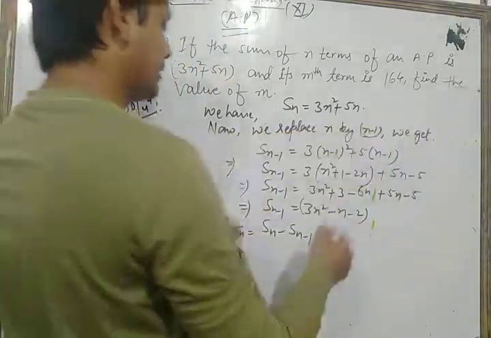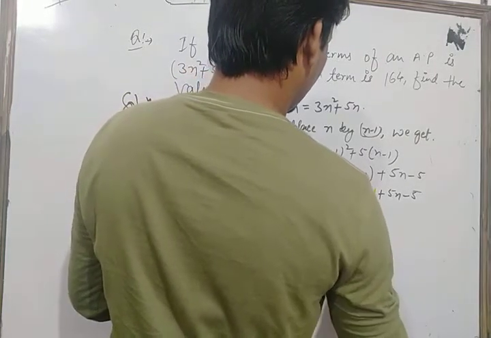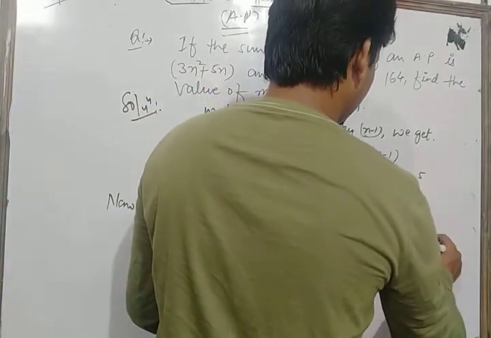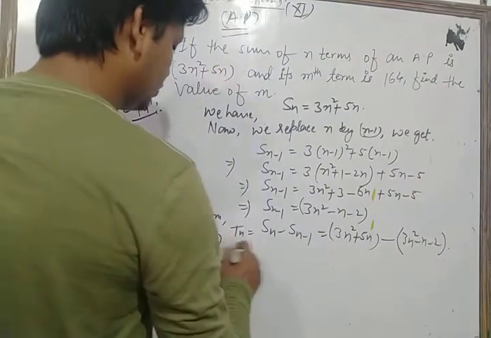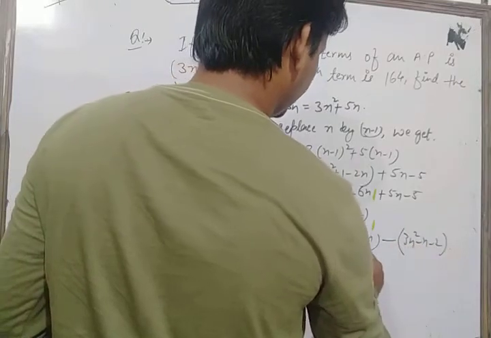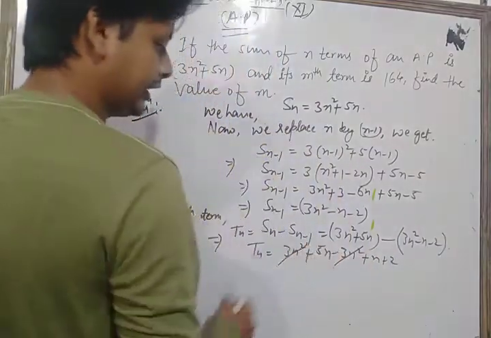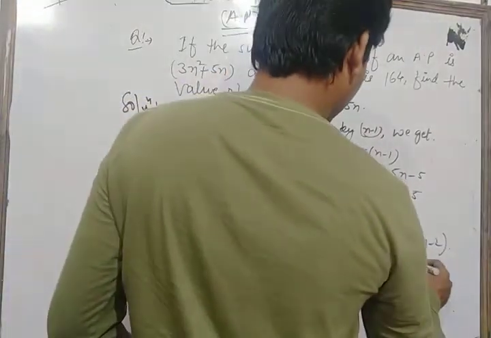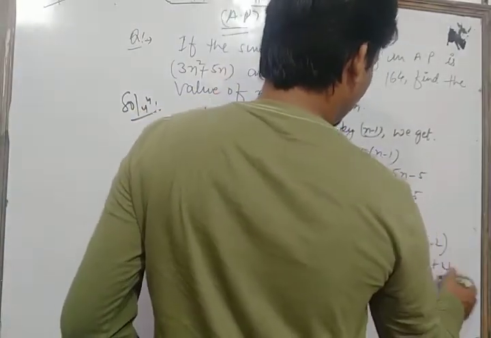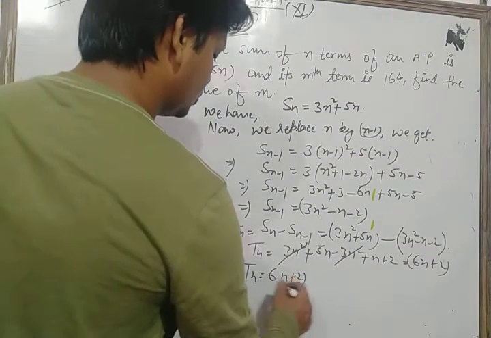So the value of Sn is 3n² + 5n, minus the value of S(n-1), which we found to be 3n² - n - 2. Now after solving, we have Tn equal to 3n² + 5n - 3n² + n + 2. The 3n² terms cancel each other, so we get 5n + n, that is 6n, plus 2. So dear student, the nth term of the given AP is 6n + 2.